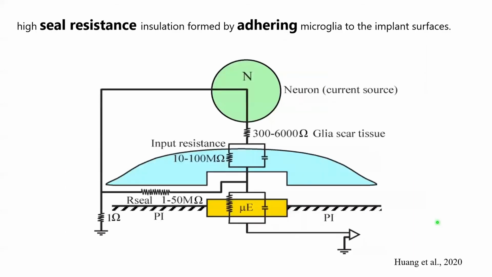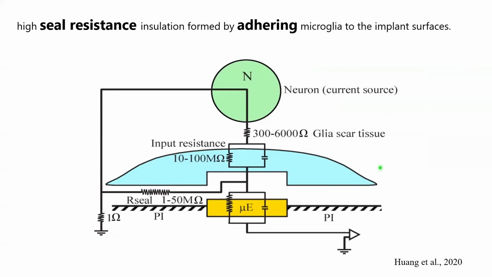And the next slide shows an electrical circuit model describing our explanation for the decay in recordings. So this is the microglia. And this is the planar electrode. And based on the immunohistological picture that I just showed you, we propose that a seal resistance formed by the adhering microglia electrically insulates and mechanically isolates the electrode from its surroundings.